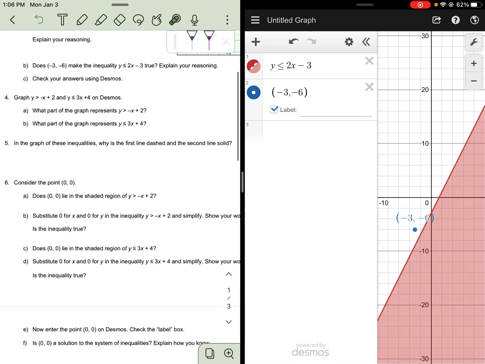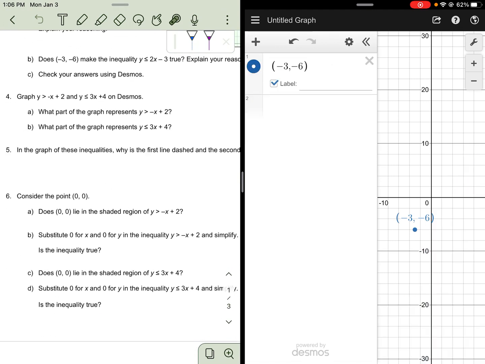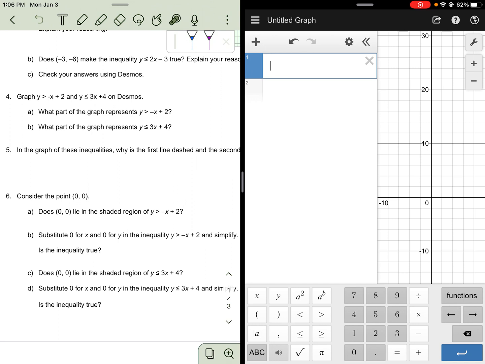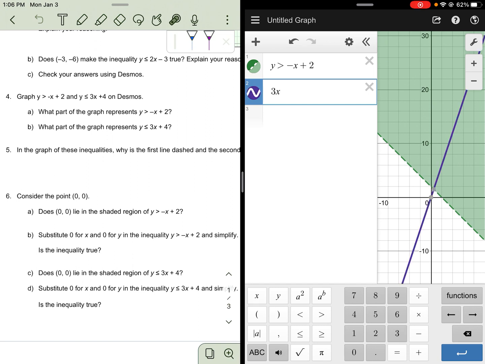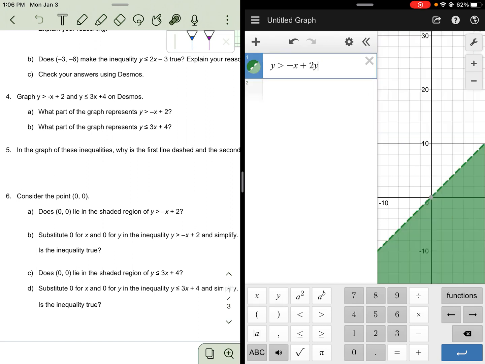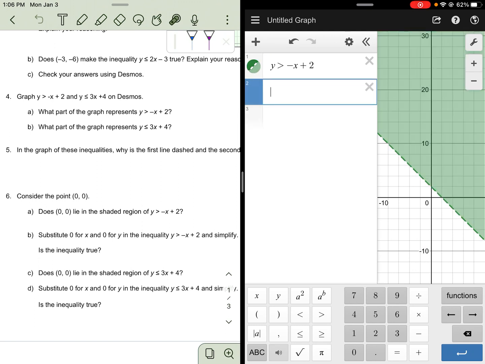So now we can jump to number 4. We're going to graph 2 different inequalities here. So this is a system of inequalities now. Both inequalities need to be true at the same time, just as they were with systems of equations. And we have y is less than or equal to 3x plus 4.